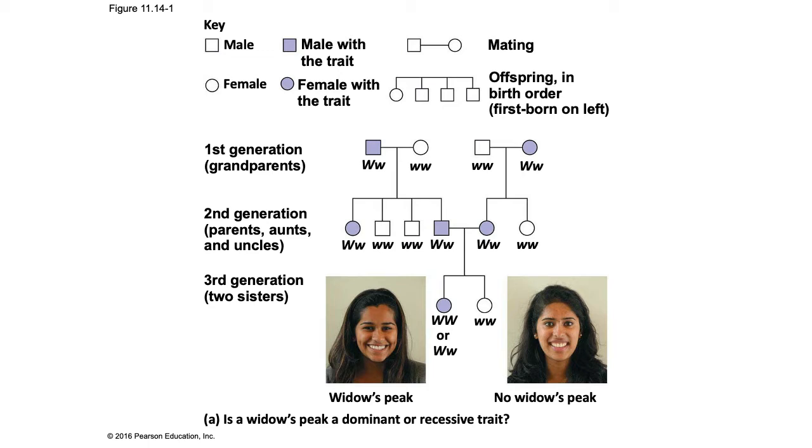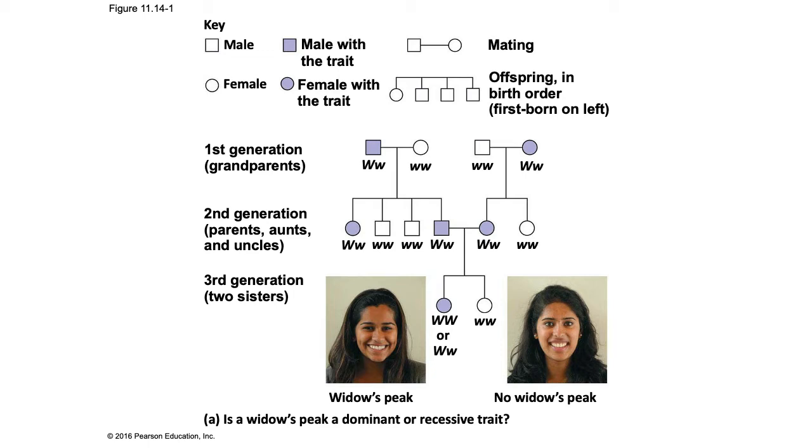Here's a question for you. Does their mom's sister have a widow's peak? I'll give you a second to pause the video if you want to think about it. The answer is no. The mom's sister, who is the white circle on the right in the middle layer, does not have a widow's peak.